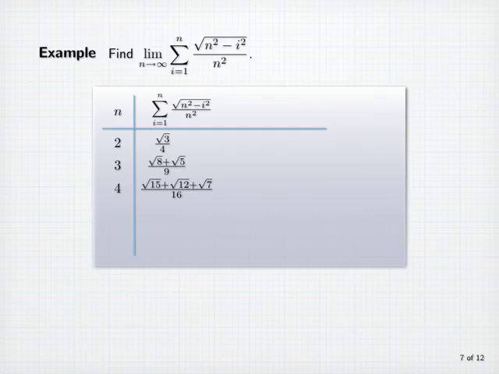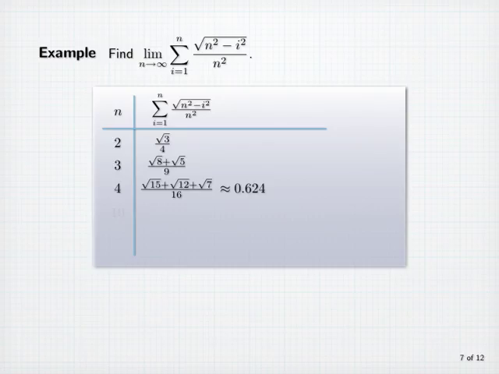Notice that the 15 under the radical in the first term in the numerator is the value of n squared minus i squared for n equal to 4 and i equal to 1. In other words, it's 4 squared minus 1 squared. The 12 under the radical in the second term is 4 squared minus 2 squared. The 7 under the radical in the third term is 4 squared minus 3 squared. This number turns out to be about 0.624.